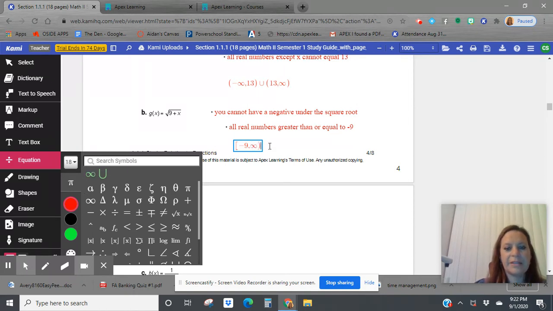Notice the negative 9 is included because it's okay if this is equal to negative 9. Square root of 0 is just 0, but everything after that would not be allowed going left on the number line. So here's my interval notation. Here's what the words are that go with it.